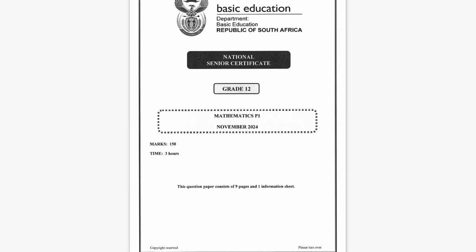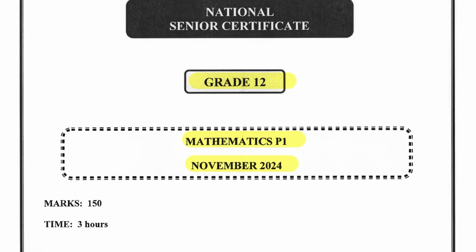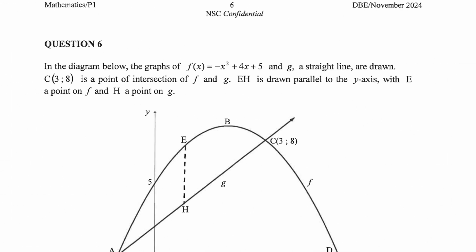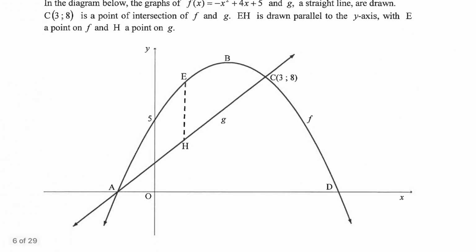Boom. So we're still doing Grade 12 Mathematics Paper 1, November 2024. In this video, we're doing Question 6. So we'll be learning about parabolas and straight lines, and answering questions around that.